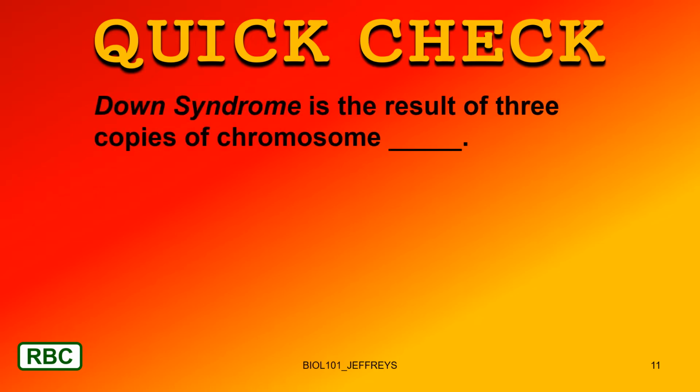Okay, so we have a quick check here, and the problem is: Down syndrome is a result of 3 copies of chromosome, fill in the blank: 21, 23, 46, 12. Well, if you recall that I just said a little while ago that Down syndrome is also known as trisomy 21. That's 3 copies of chromosome 21. Congratulations if you got that right.